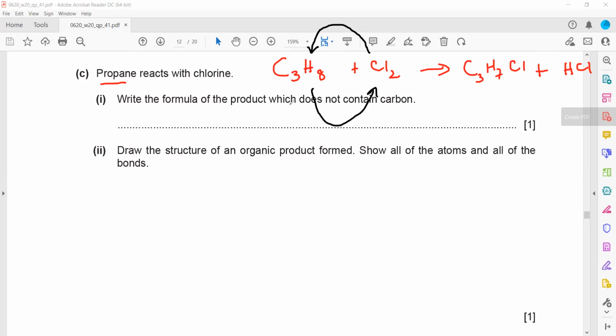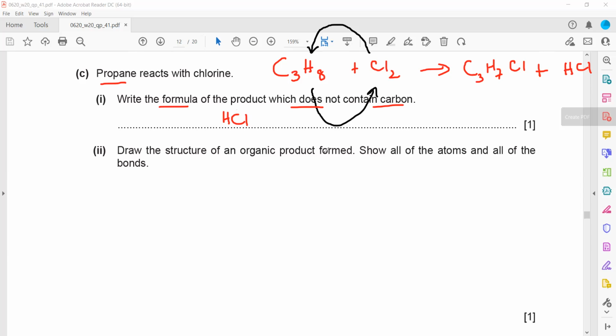The question is, write a formula for the product that does not contain carbon. So these are the products. Which product does not contain carbon? HCl, or hydrogen chloride, does not contain carbon. So we have to write HCl here, because the question is to write a formula of the product which does not contain carbon. There are two products, one contains carbon, one does not. So we have to write for the one which does not contain carbon.